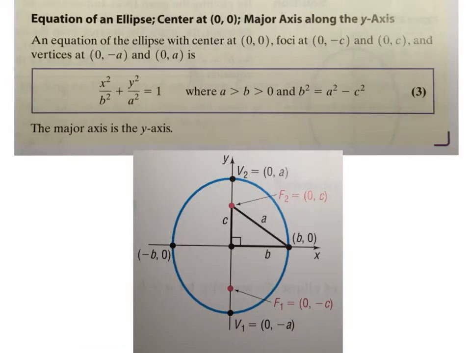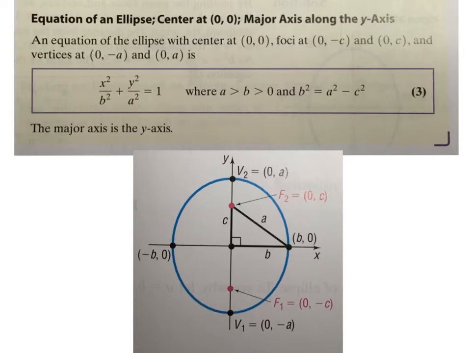So literally on the flip side of this, the center is still at 0, 0, but my major axis is now along the y-axis, so it's going to flip a little bit. I'm still working with the same elements a, b, and c, x squared, y squared, a is still greater than b, b squared equals a squared minus c squared, all that stuff is still the same, except I'm going to swap where the c and the 0 are in the foci, and where the positive and negative a is in the vertices.